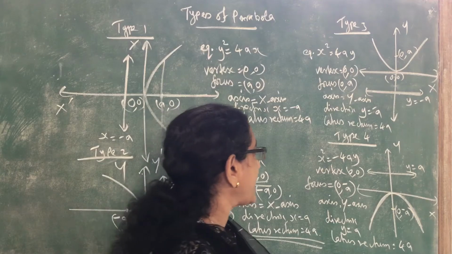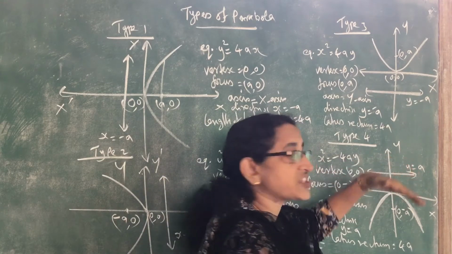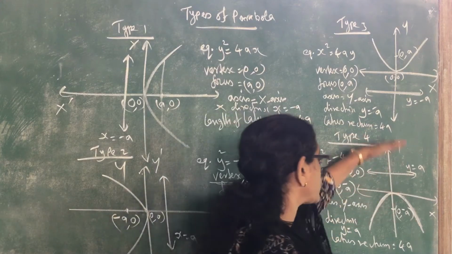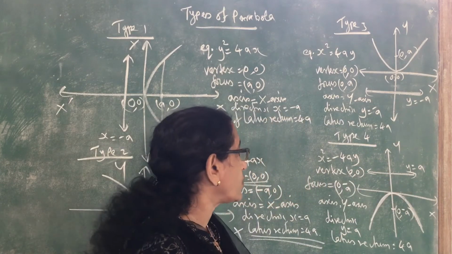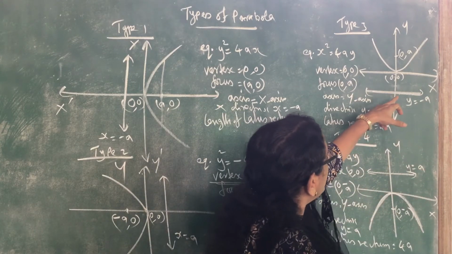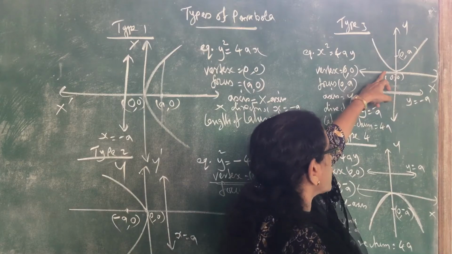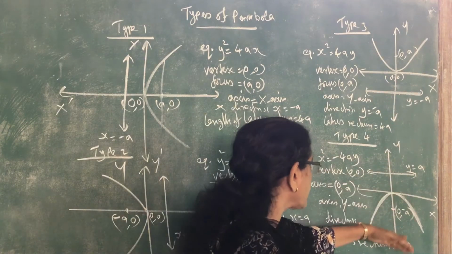And the equation of the directrix is y equal to a, because this is on the positive side of the y-axis. Therefore the equation of the directrix is y equal to positive a. Here the focus is (0, a), and here the focus is (0, negative a), because this is on the negative side.